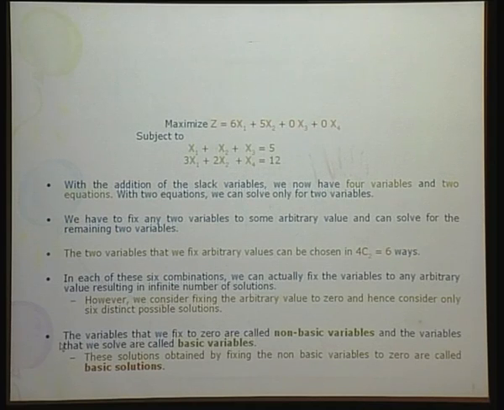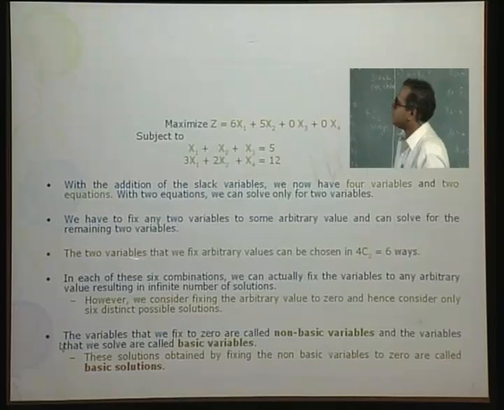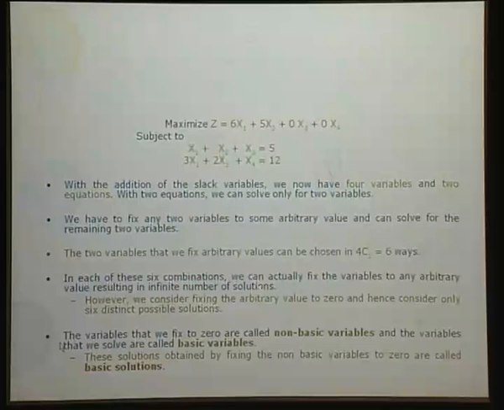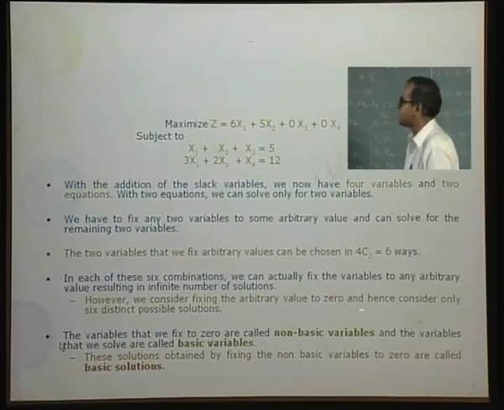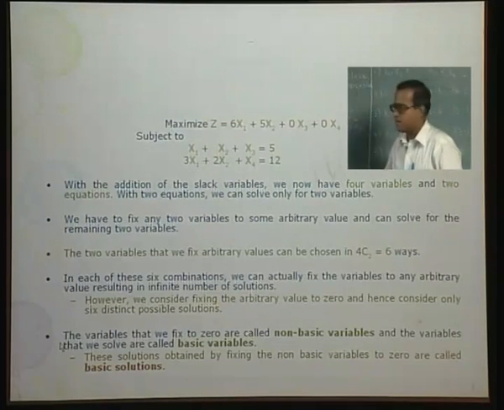First, in summary, for the algebraic method we add the slack variables. We now have 4 variables and 2 equations. With 2 equations we can solve only for 2 variables. So, we have to fix any 2 variables to some arbitrary value and solve for the remaining 2. The 2 variables that we fix can be chosen in 6 ways. In each of these 6 combinations we can fix them to any arbitrary value, resulting in an infinite number of solutions, but we are going to consider fixing the value only to 0, and then we consider only 6 distinct possible solutions, which we are going to show you later.